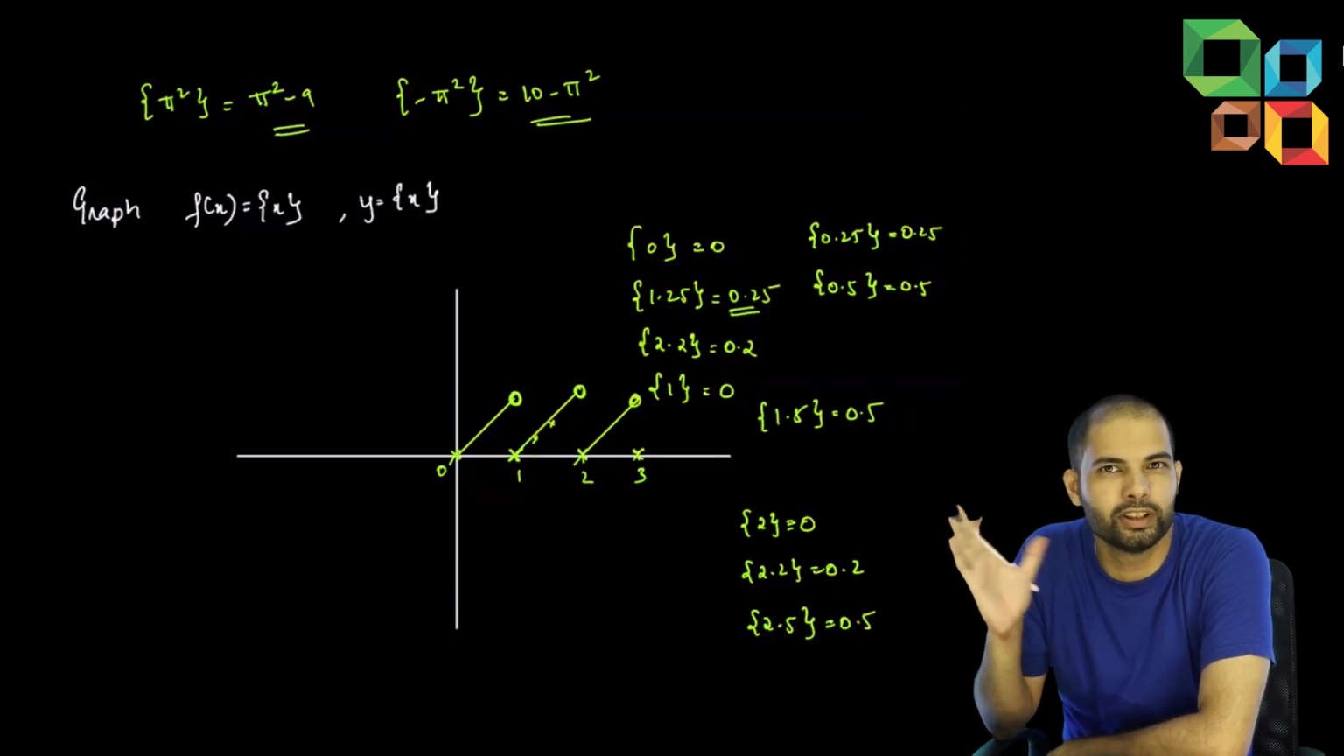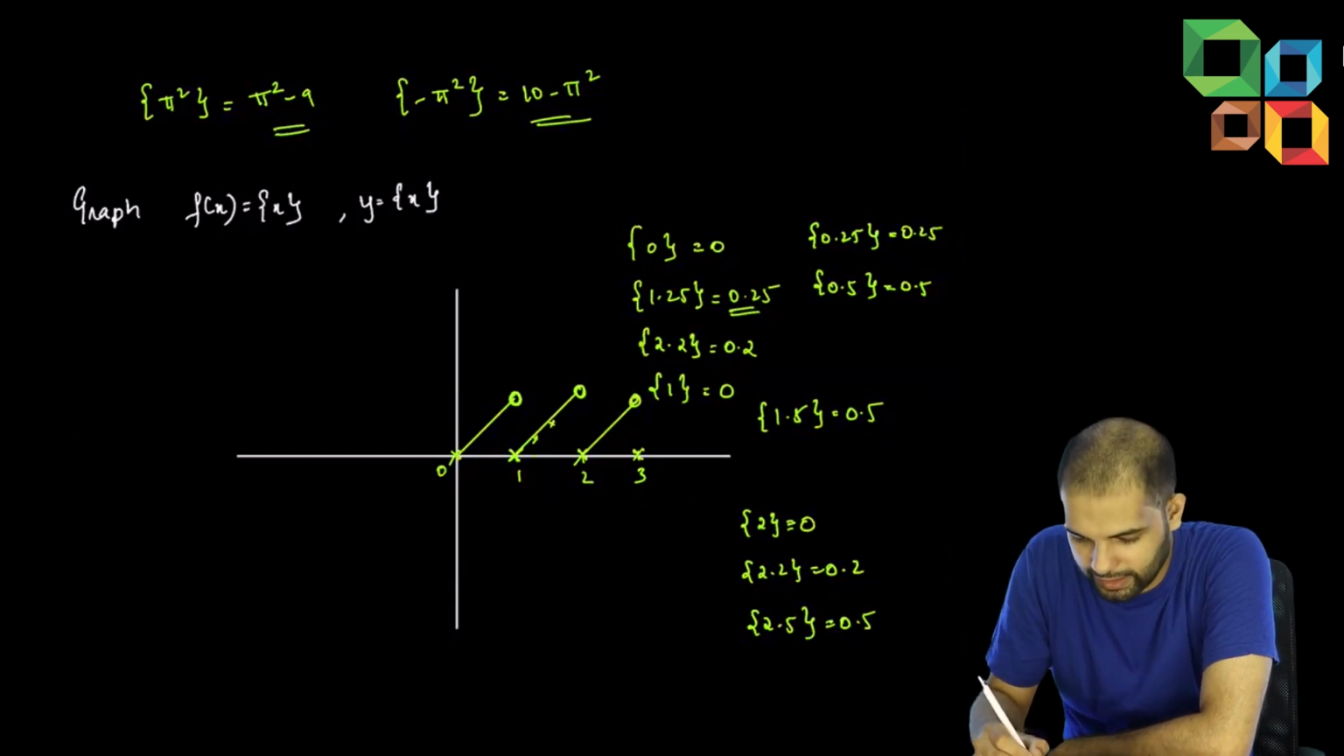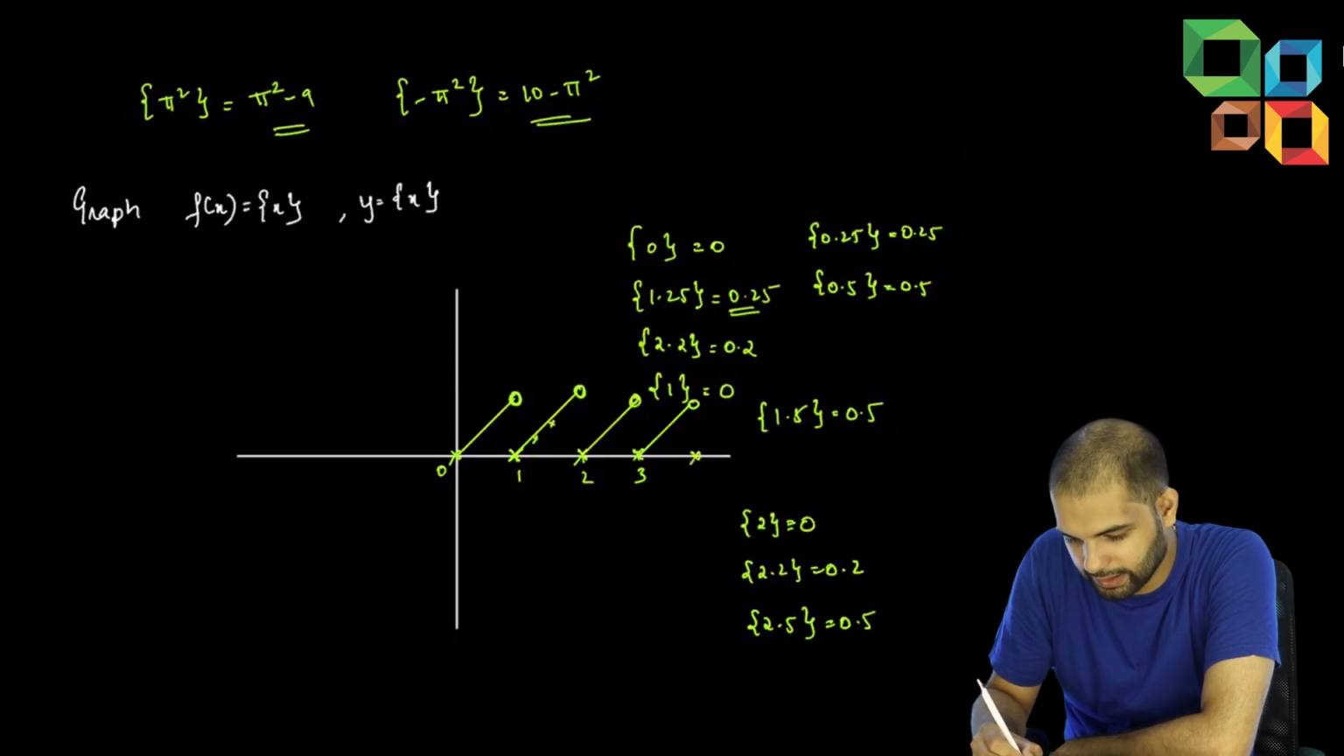Now for at least positive numbers we are sure that this pattern will continue. Without even doing the calculation, you can guess the next one is something like this, and for the next again it will continue like this. This graph will repeat.